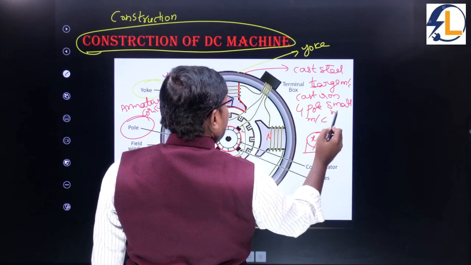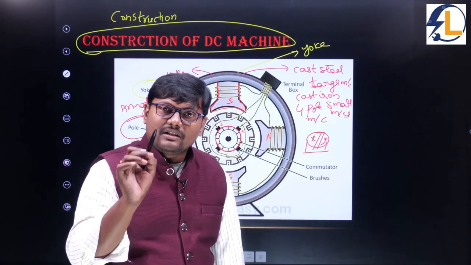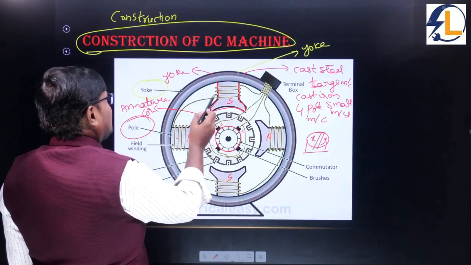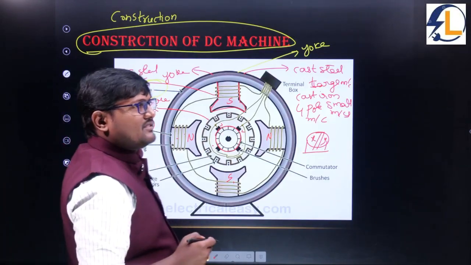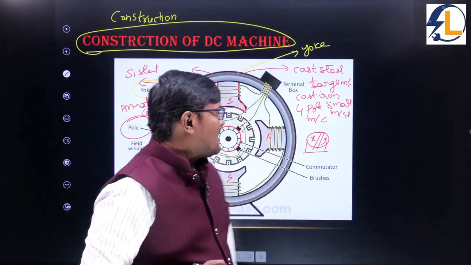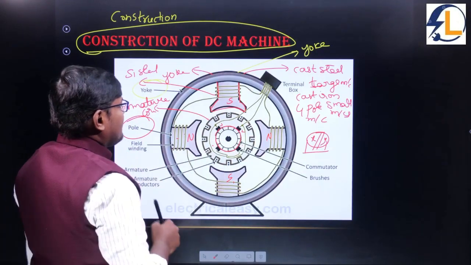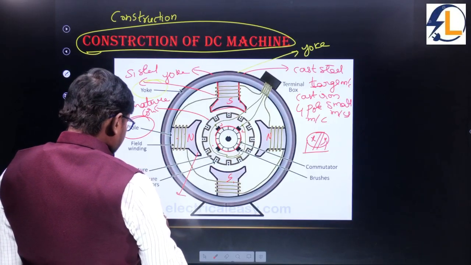This is very, very important. In the overall subject, you can remember the materials, because the materials are very, very important. These field poles are made up of silicon steel or cast steel also. For larger machines, it is laminated. For smaller machines, the laminations are not required. And this part is called the armature. And this part is called the pole shoe.